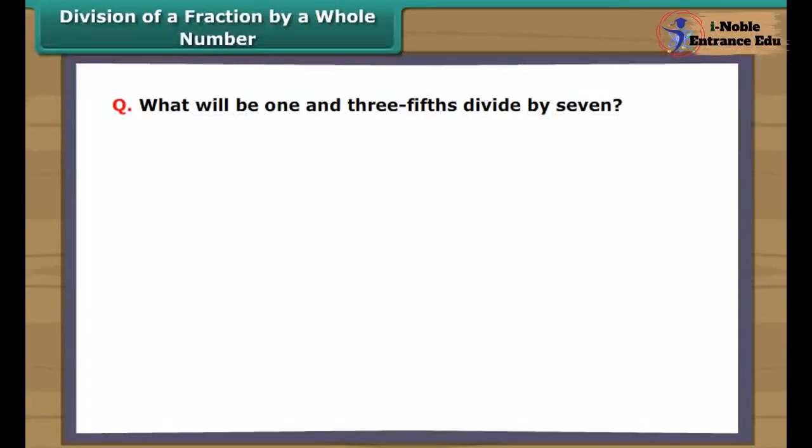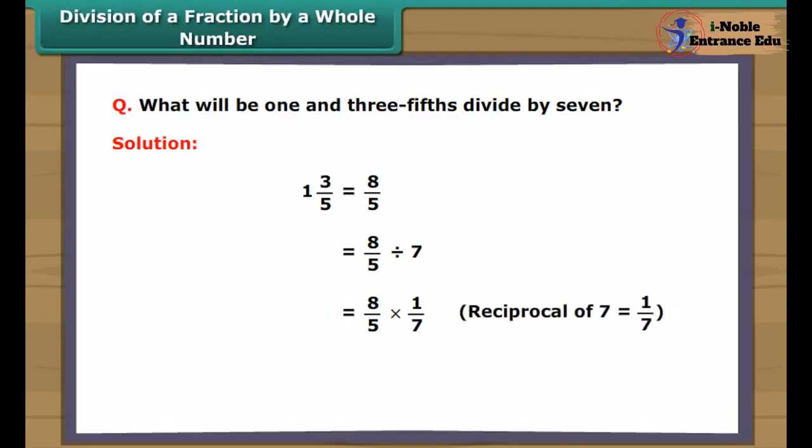What will be 1 3/5 divided by 7? Let us first make the mixed fraction an improper fraction. We get 8/5 divided by 7. This is equal to 8/5 multiplied by 1/7, since 1/7 is the reciprocal of 7. This gives 8/35 as the answer.